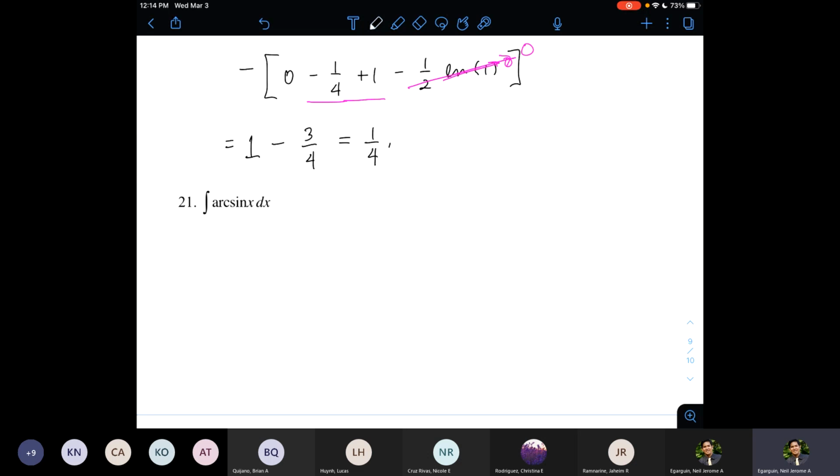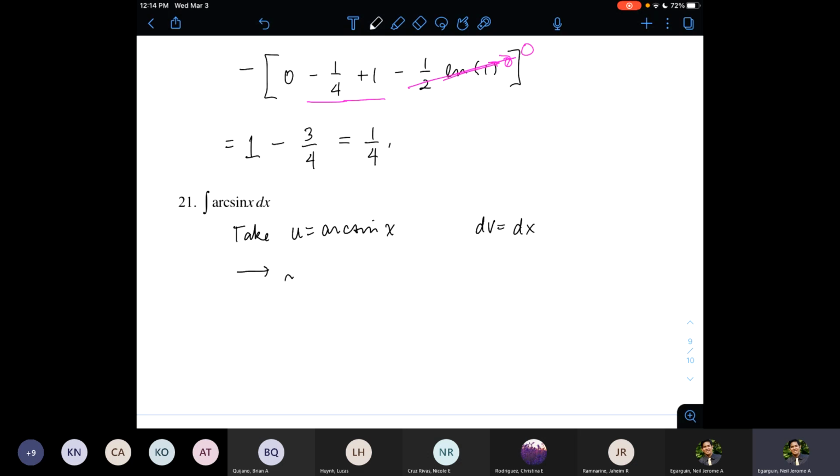Here we don't have any choice but to use IBP by taking u to be equal to arcsine x, and then dv will just be dx, right? You cannot let dv be equal to arcsine x dx, because remember, dv should be easily integrable. And you cannot put dv equals arcsine, because to find v, you will end up evaluating the integral of arcsine x dx, which is what we started with, right? So here you don't have any option but to let u be equal to arcsine of x.